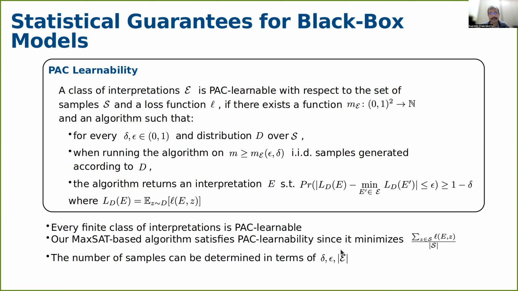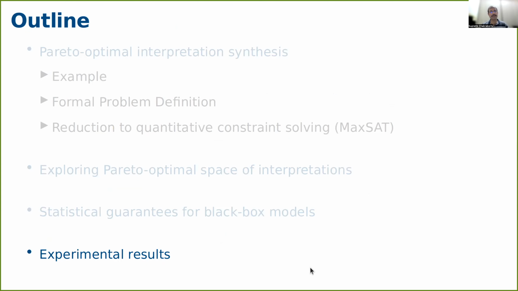And so the number of samples can be determined in terms of the value of epsilon, the value of delta, and the size of this class of interpretations, right? Very thankfully, it is logarithmic in the size of this class of interpretations. So even if this class is very large, the number of samples is still manageable. And so we basically do that.